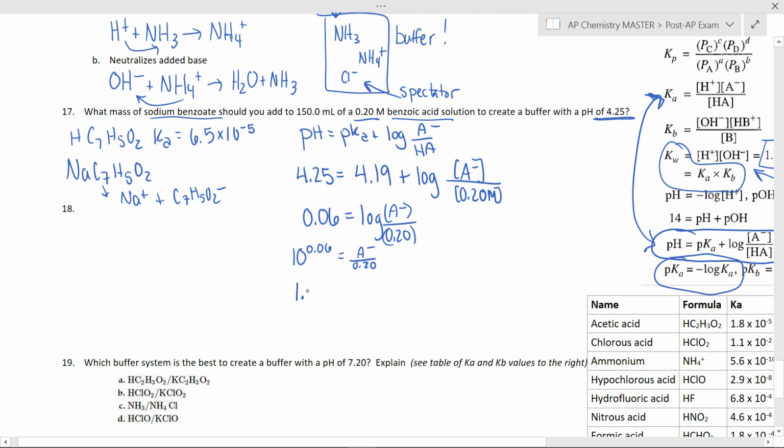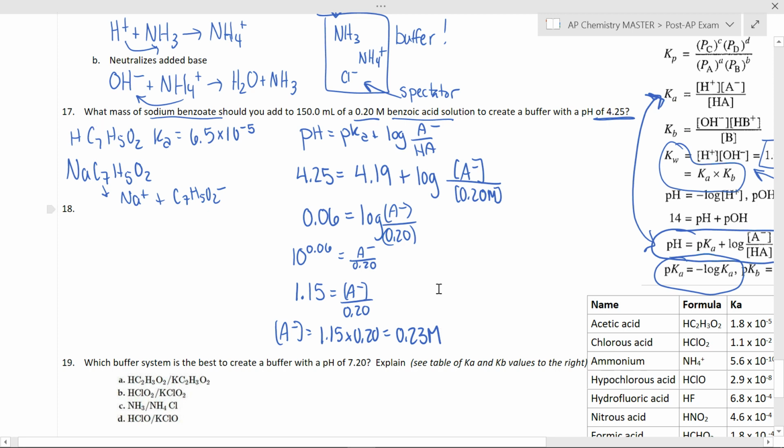So that is 1.15 equals your A minus concentration over 0.2. So to find your A minus concentration, it's going to be 1.15 times 0.2 molar. And so that ends up being 0.23 molar. So notice how to get our buffer with this pH, we want our base component to be a little bit more concentrated than our acid. So we've got 0.2 molar acid, but 0.23 molar base, which fits with what we were observing because the pH will be a little higher than our pKa.